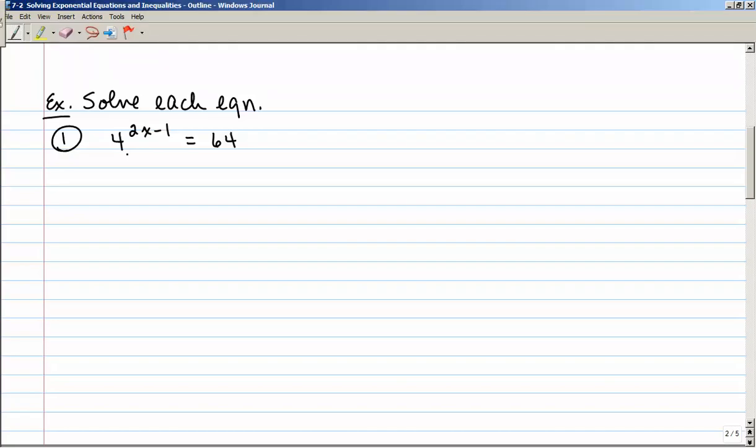So looking at 4 and looking at 64, I realized that I can write each of those numbers as a power of 2. So 4 is 2 squared, and that's going to be raised to the 2x minus 1 power. Notice just instead of 4 I wrote 2 squared, and 64 is actually 2 to the 6th power.